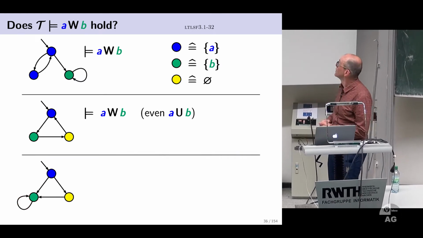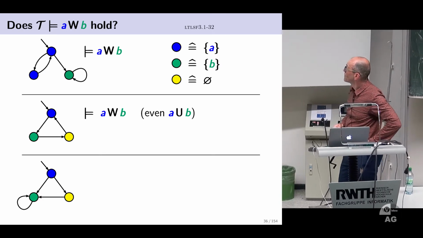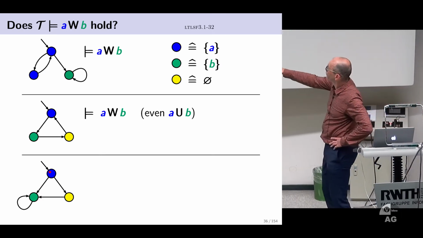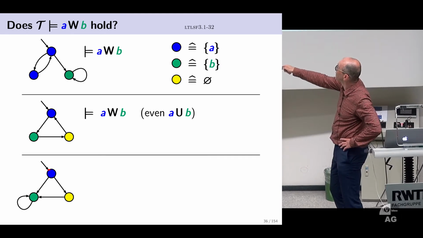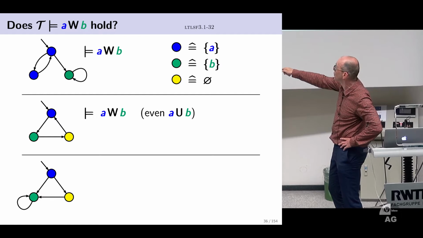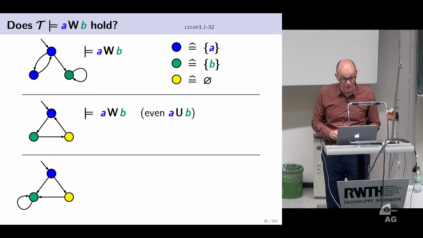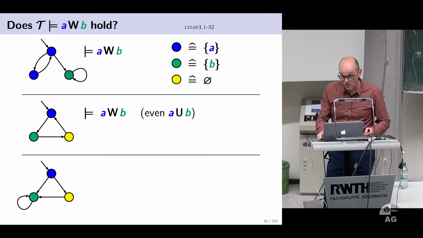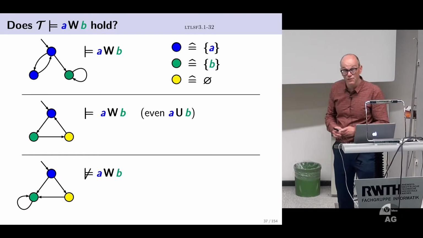What about this? Do we have A weak until B? Well, definitely if we go here, that's established because we have A until B, but this is the problem: if we now go to the right, we have a state that neither satisfies blue nor green. And that's also an example path that does not satisfy A weak until B. And therefore the transition system does not satisfy A weak until B.